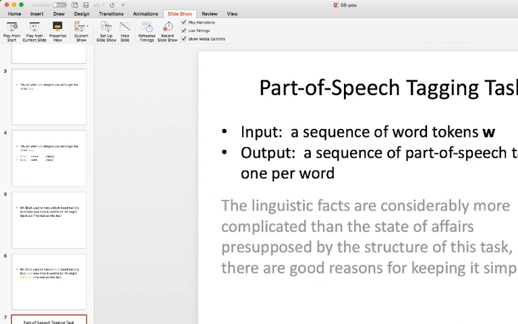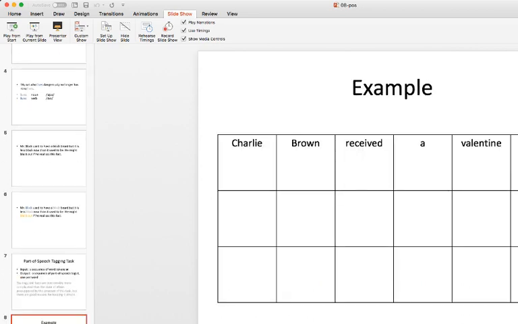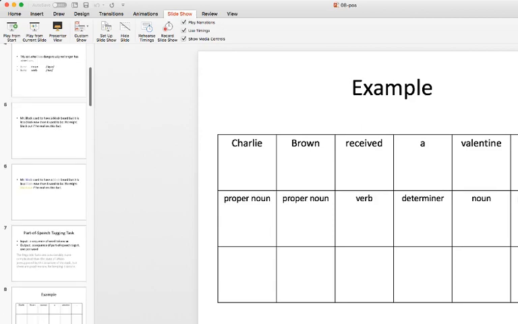That's what we're going to assume in this task. So here's an example. It says, Charlie Brown received a Valentine. Each of these words is a token, and we want to assign a part of speech to each of these words.